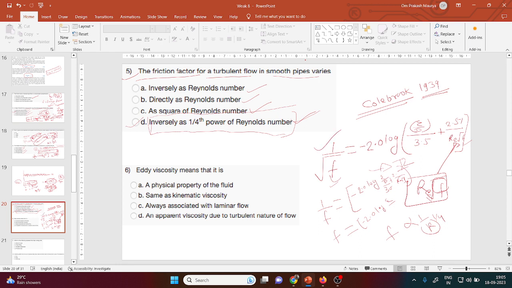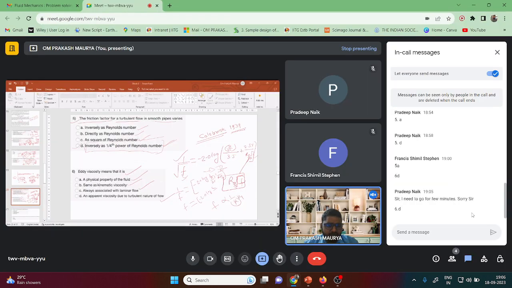So question number 6: the eddy viscosity means what? It is a physical property of the fluid, same as the kinematic viscosity, always associated with the laminar flow, and apparent viscosity due to the turbulent flow. So this is question 6. You need to write your answer in the chat box.